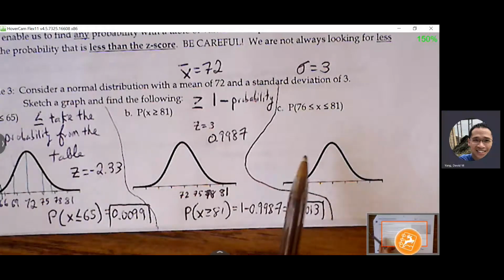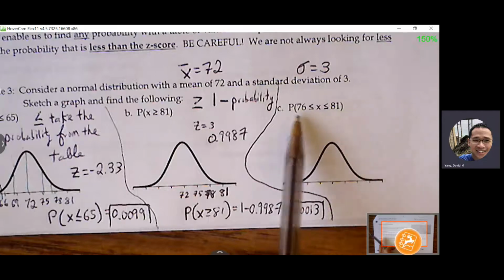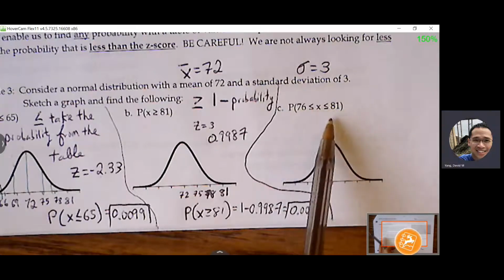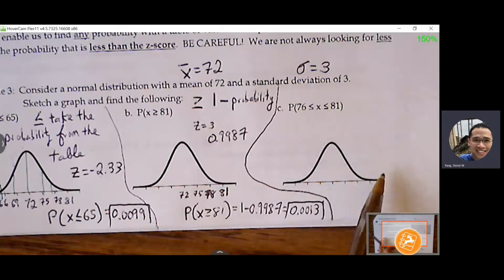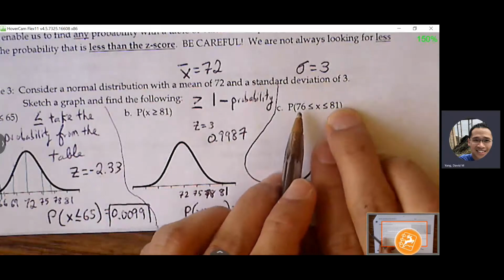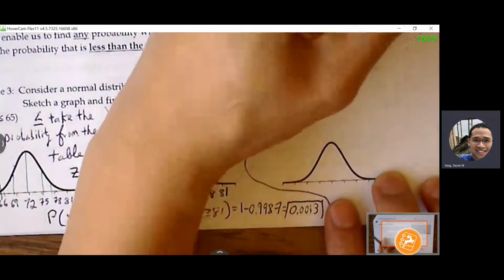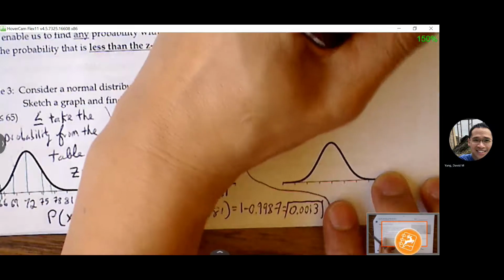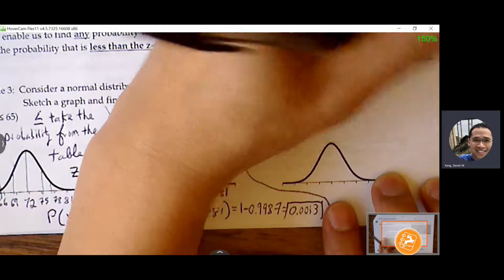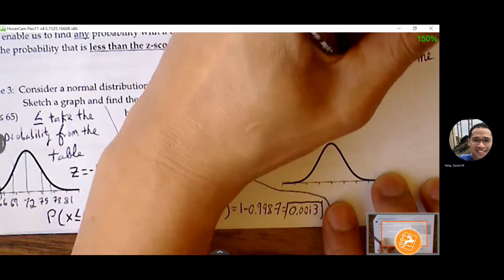Okay, and then the final variation is if I'm trying to find the probability between two values, then I have to subtract the z-scores from each other, or subtract the probability from each other. Okay, so if you see x between two numbers, then you're going to subtract two probabilities from the table.